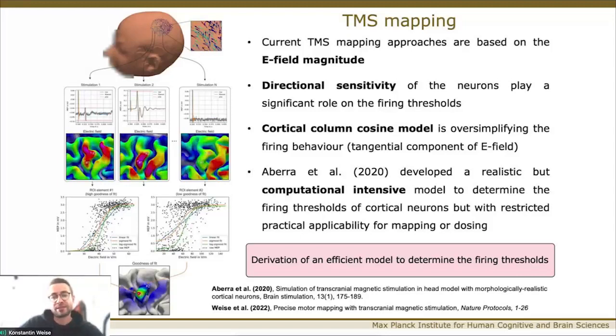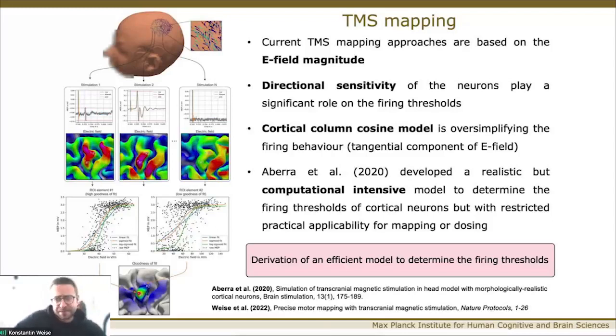And we all know that directional sensitivity plays a significant role. When we rotate the electric field, let's say from the normal orientation to more tangential, we see that the resting motor threshold increases. The cortical column cosine model you all might be aware of is oversimplifying the whole process a little bit, and it would assume that the tangential component of the E-field would not lead to an effect at all, which is basically not what we observed so far.